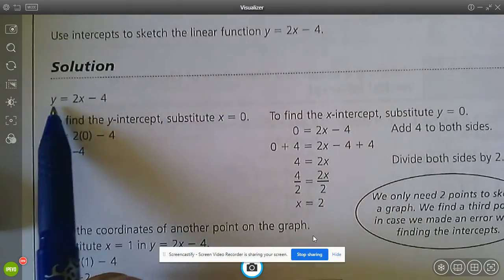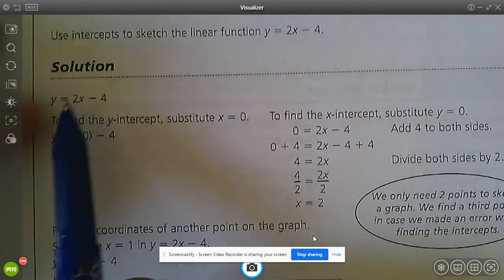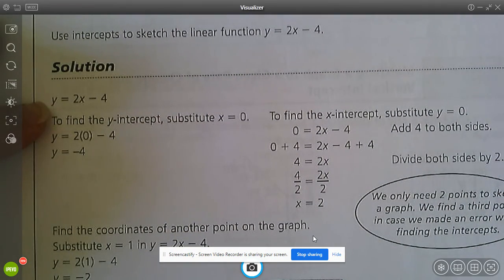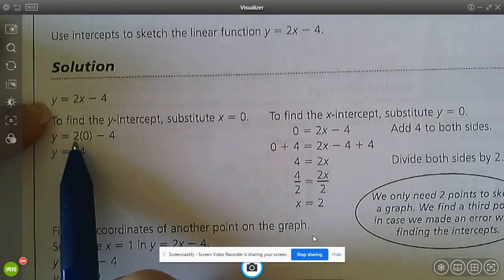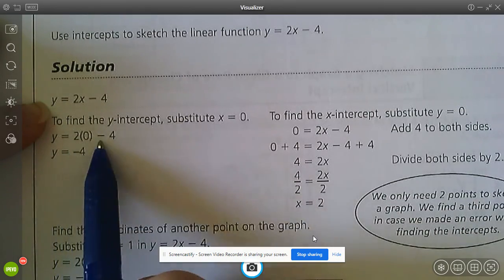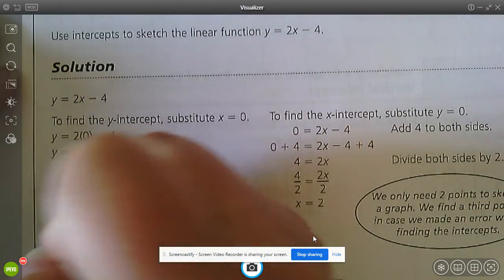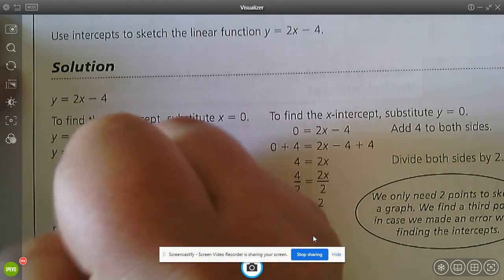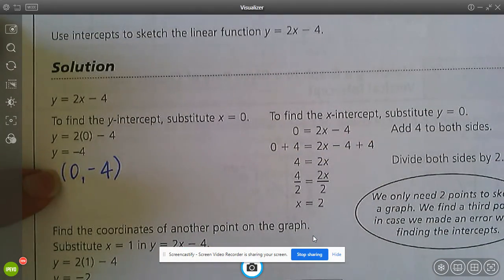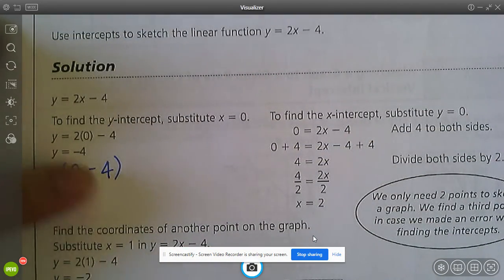Okay, so we have y equals 2x minus 4. I want to find the y-intercept to start. That means that I'm going to substitute 0 in for my x value. So that means we have y equals 2 times 0, which is 0, minus 4. 0 minus 4 is negative 4. Okay, so when I go to put my point on the graph, my point here is going to be 0 and negative 4, right? Because x is equal to 0 and my y value is negative 4.